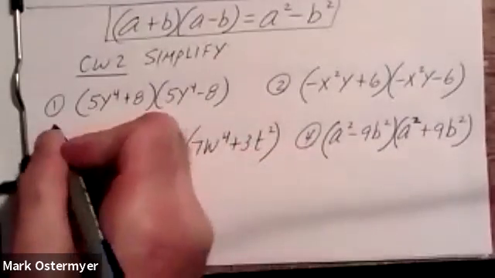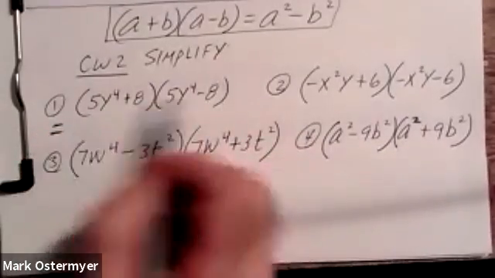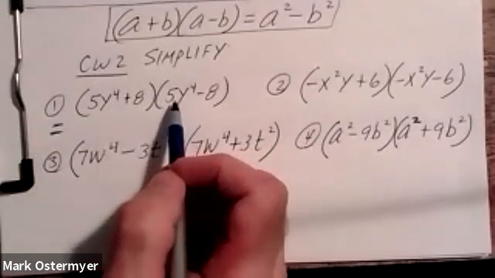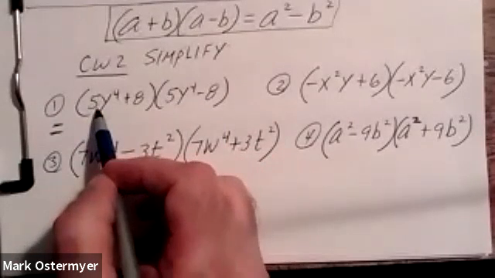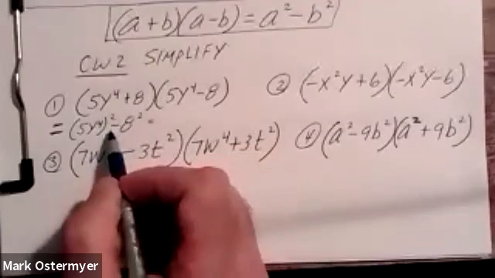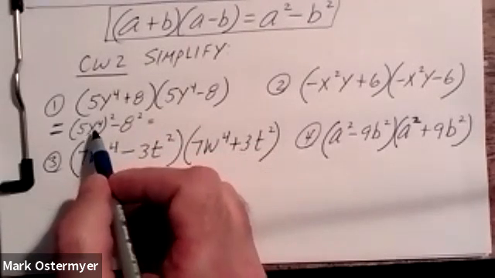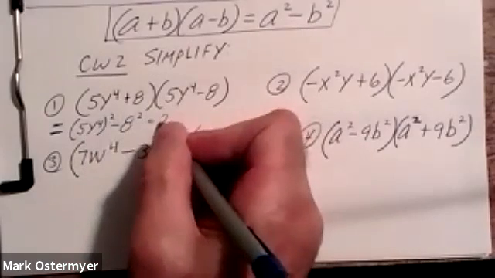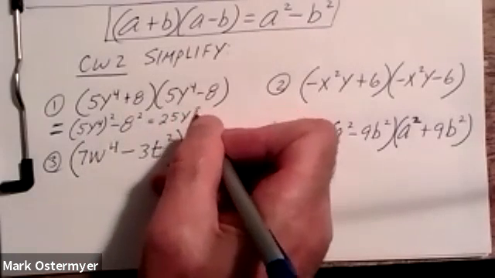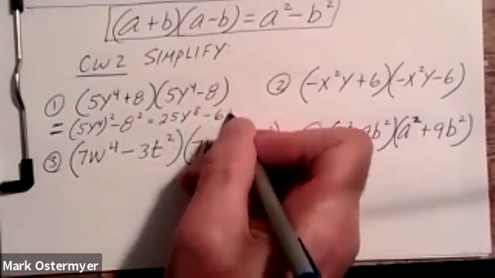All right, how are we doing on these? Did anybody get the first one here? Multiplying these conjugates together, all you have to do is square the first term. What's the square of 5y to the 4th? I got 25y to the 8th minus 64. Yeah, we just have to square the terms and place a minus sign between them. So the square of 5y to the 4th is going to be 25y to the 8th, minus 8 squared is 64, and that would be your answer.